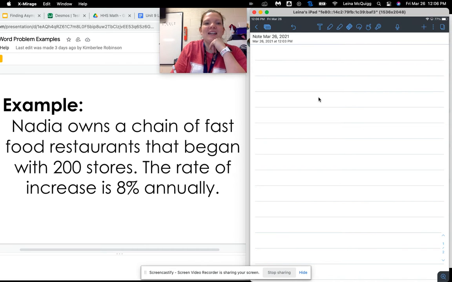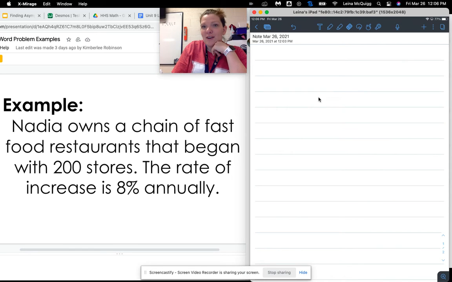We have Nadia. She owns a chain of fast food restaurants that began with 200 stores. The rate of increase is 8% annually. This is the type of word problem that deals with exponentials, so we're going to write an exponential equation from this problem. But we need to remember a few things.